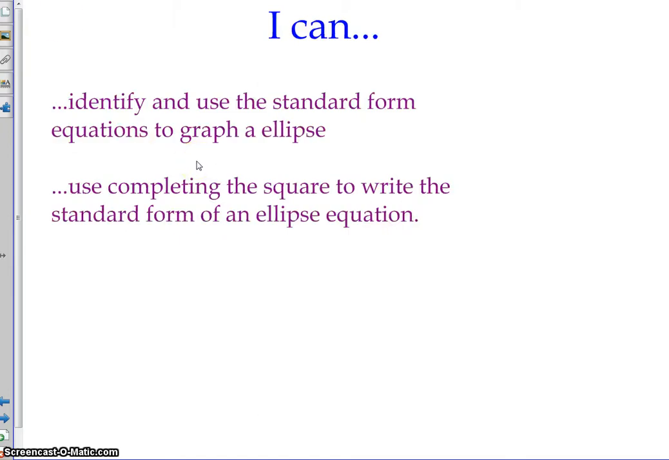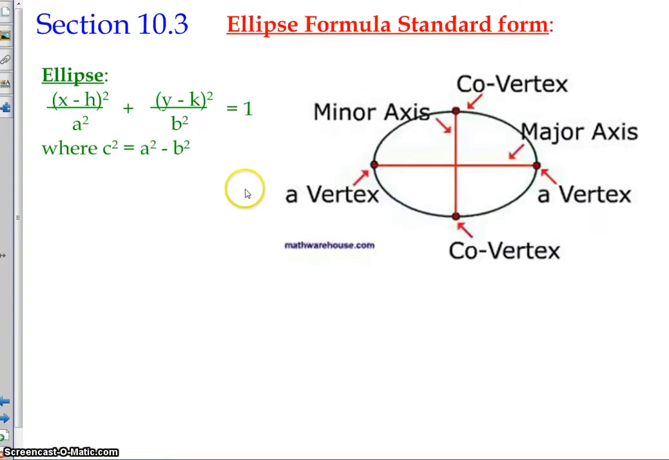So our goal is we're going to identify and use the standard form of the equations to draw and graph an ellipse. And we're going to use completing the square, a lot like the circle that we did in the last video. So when we go to an ellipse, the big parts of an ellipse are, they call it a covertex. A lot of times I'll call it a major vertex and a minor vertex.